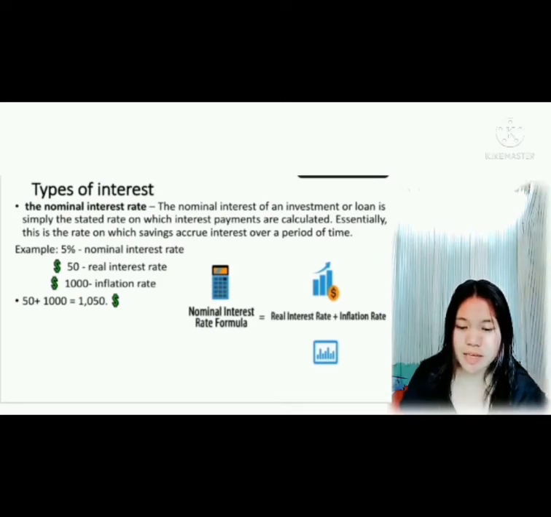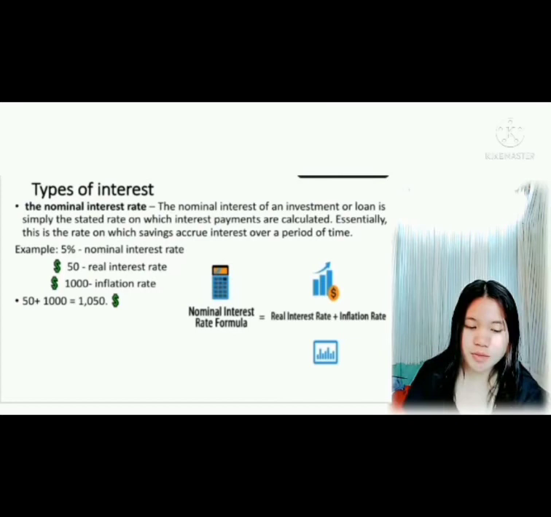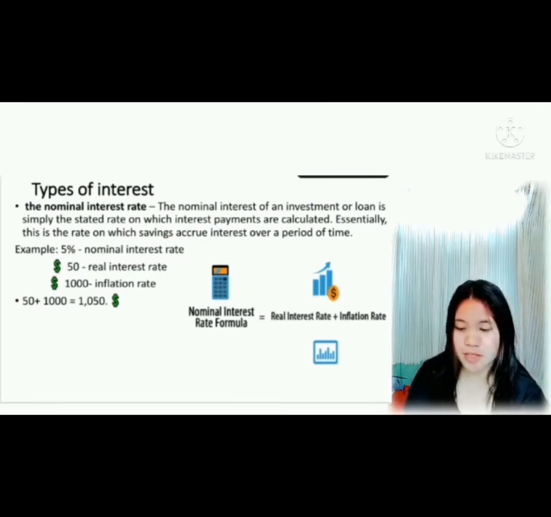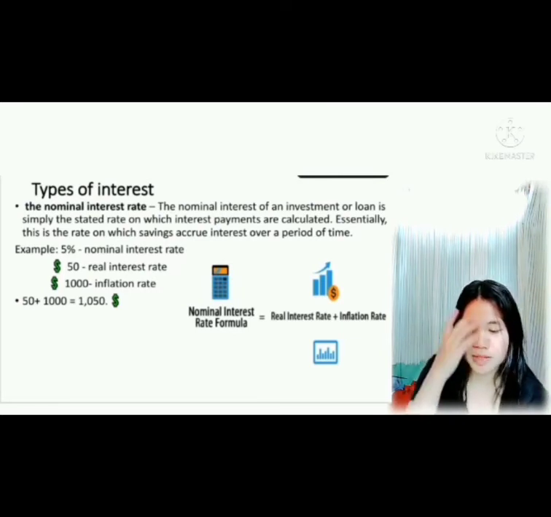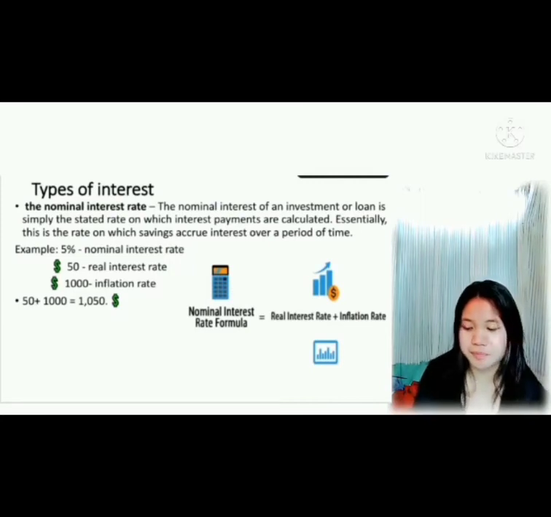Example, here's the formula: nominal interest equals real interest rate plus inflation rate. If the nominal rate on a loan is 5% and you can expect to pay $50 of interest for $1,000 borrowed, at the year's end you'll pay $1,050. Just add 50 plus 1,000, which is equal to $1,050.